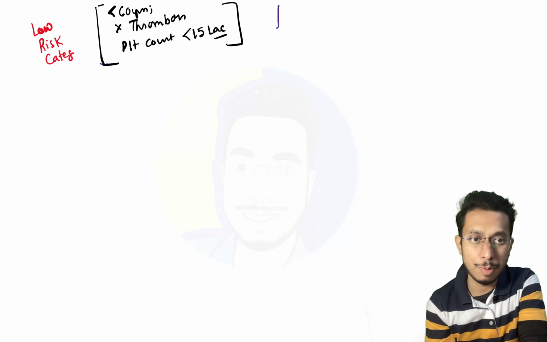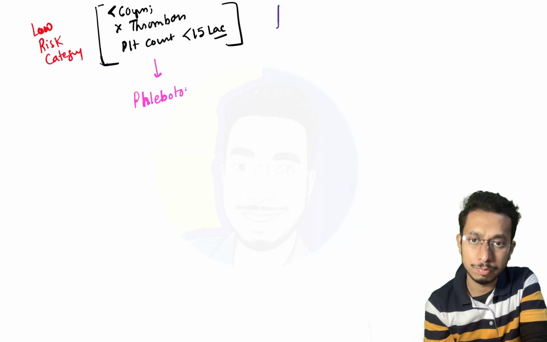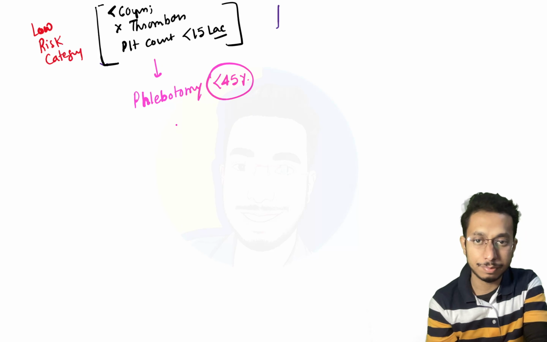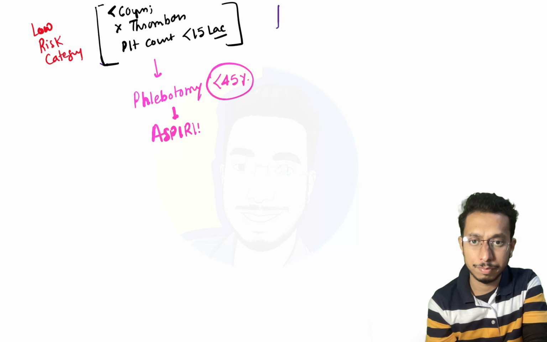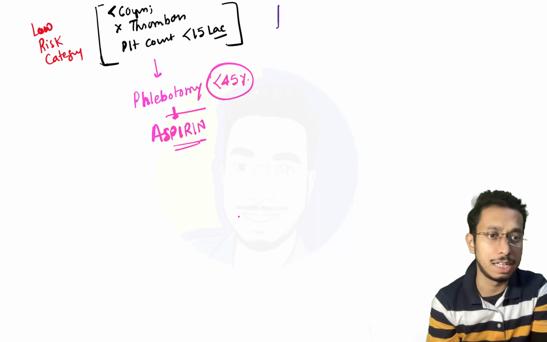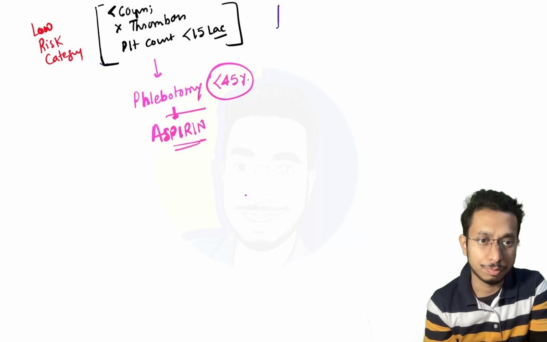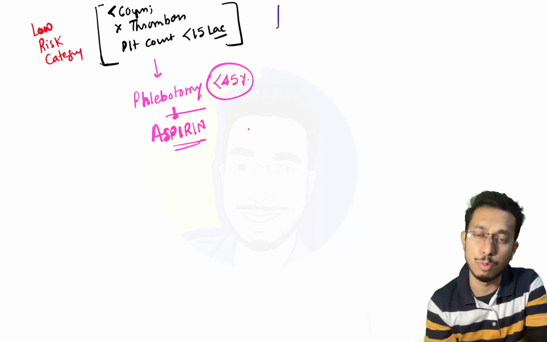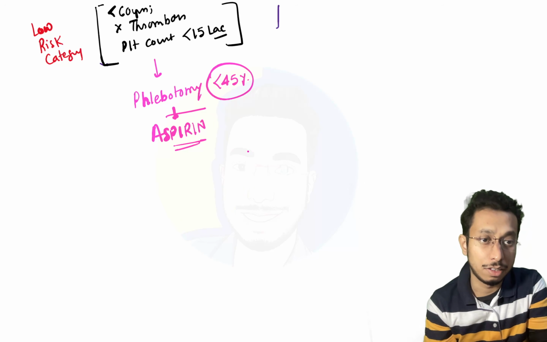And how do we treat the patient? We treat the patient with phlebotomy, done to maintain the hematocrit less than 45% as a target, along with aspirin. You need to give the antiplatelet to the patient. Now aspirin should be used cautiously if platelet count is more than 15 lakh, or with extreme thrombocytosis or acquired von Willebrand syndrome.